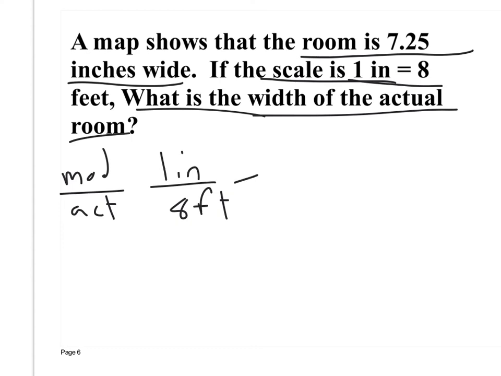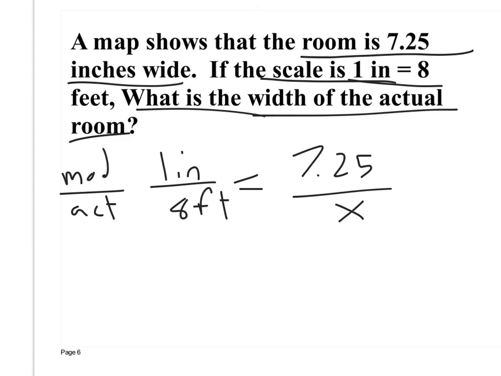And then what I'm going to do is look to see what they give me. Do they give me the model length or do they give me the actual length? They gave me the model length. They said the map is a room that's 7.25 inches. I know that's the model because inches are the units they're using for the model. So 7.25 would go here. And what they're asking is, what is the width of the actual room? So that would be my x.